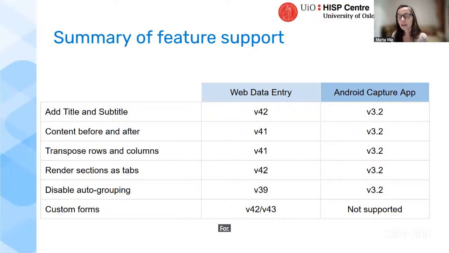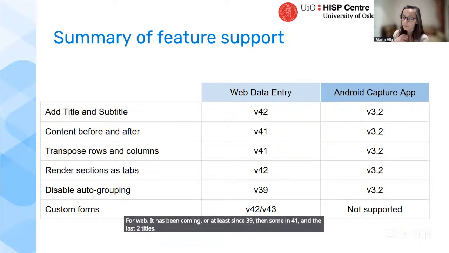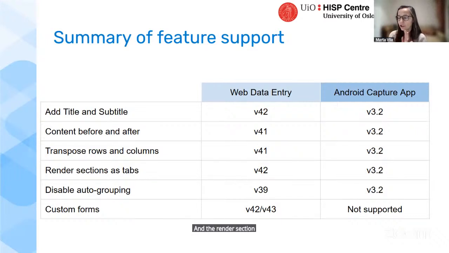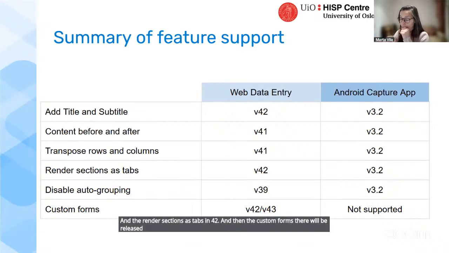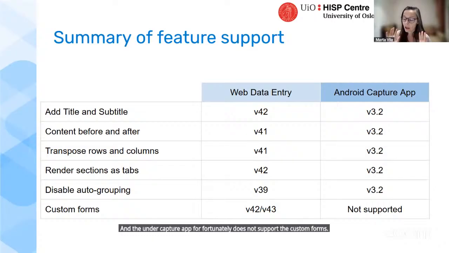For the basic and section forms, the Android app included everything in 3.2. So very new, in the previous version, I mean the last one, the one released in May. For web, it has been coming gradually since 39, then some in 41, and the last two titles and the render section stubs in 42. And then the custom forms, they will be released during the release cycle of 43, but they will work on 42. And the Android Capture app, unfortunately, does not support custom forms at the moment.